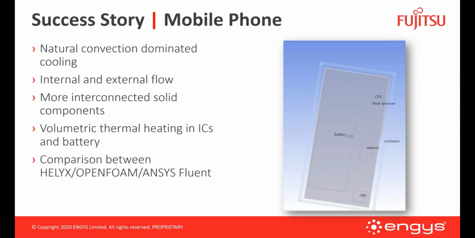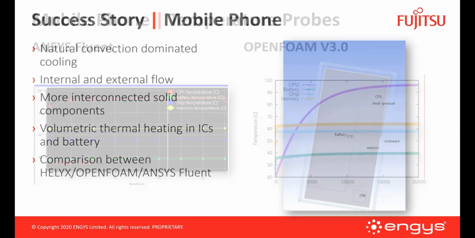So the next case is a mobile phone. This is a little bit different. There's natural convection dominated cooling. There's internal and external flow. There are more interconnected solid components, and there's also volumetric thermal heating with these different components. And there was a comparison between HELYX, OpenFOAM, and ANSYS.